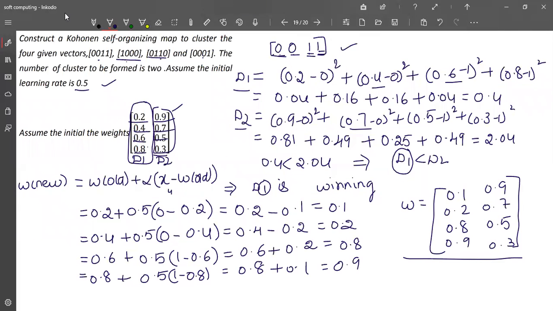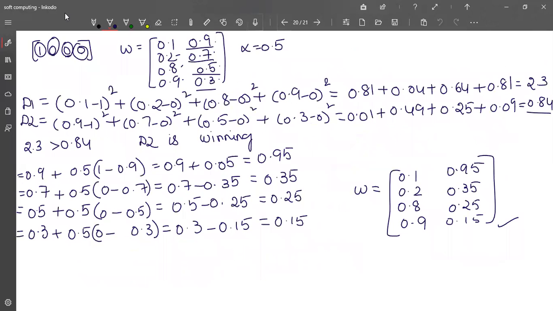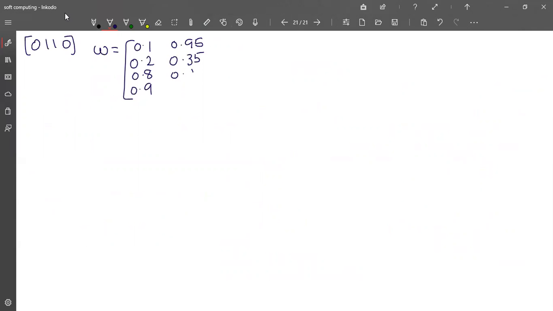Our third input is 0, 1, 1, 0. So now we are performing for the third input 0, 1, 1, 0, and our updated weight matrix is 0.1, 0.2, 0.8, 0.9 and here 0.95, 0.35, 0.25, 0.15. And the learning rate is 0.5. Let's perform D1 and D2 and see which is minimum.